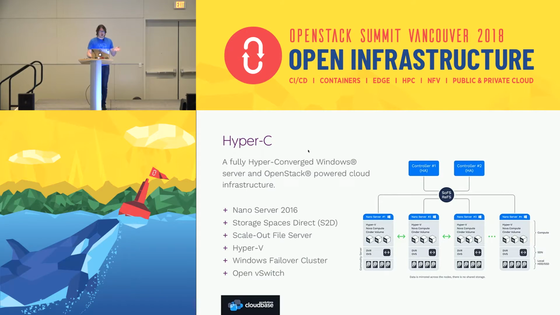Hyper-C is the hyper-converged Windows Server that we suggest as a recommended deployment option. It supports Nano Server, but of course also the full Windows Server right now. Storage Spaces Direct, Scale-Out File Server, Hyper-V, Windows failover cluster, Open vSwitch. So the idea is that it's a fully hyper-converged deployment based on Windows. Think about Storage Spaces Direct. That's something that basically replaces Ceph in this particular context. It's very performant, uses accelerated direct SMB RDMA, so it's highly optimized for this type of workload.